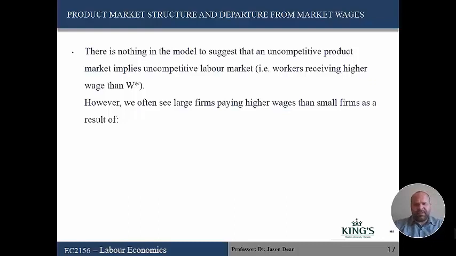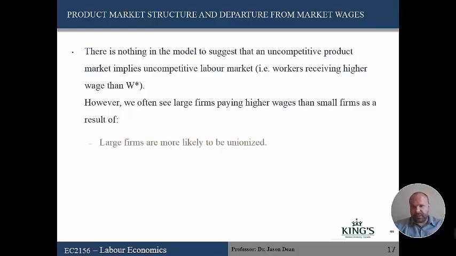But we do often see differences in the wage between larger firms and smaller firms. So you could have a large firm and a small firm. They're both hiring the same amount of labor, the same type of labor. Let's say it's unskilled labor. But in the real world, we sometimes see that the wage for the workers in the larger firm is higher. There are some reasons for that.